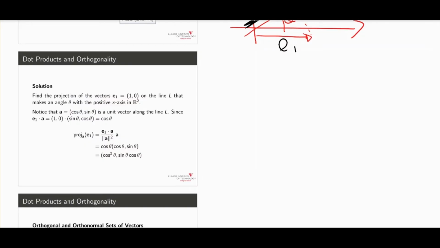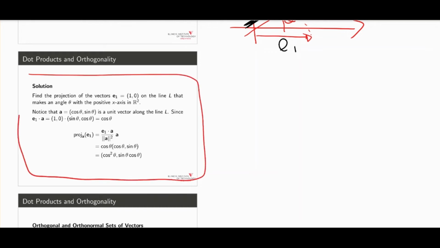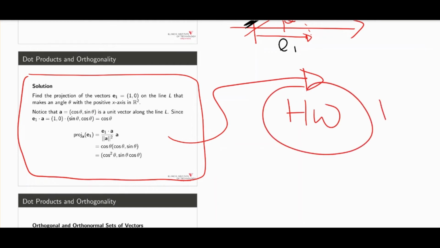Okay, so I would like you to look at the solution right here. This should ring a lot of bells. This is exactly the type of problem we did in homework a few weeks ago. So take a look at how this is done. But the key thing is we need to be able to write down a vector to represent the line L, and that vector is actually given by this. So the whole question is basically asking, find the projection of E1 onto this vector A, right?